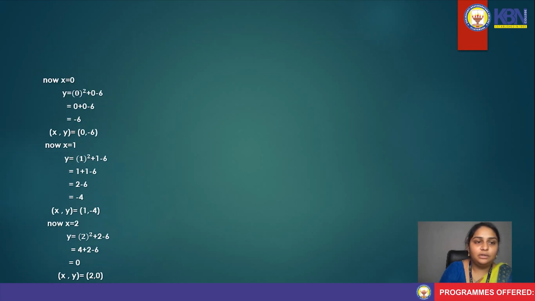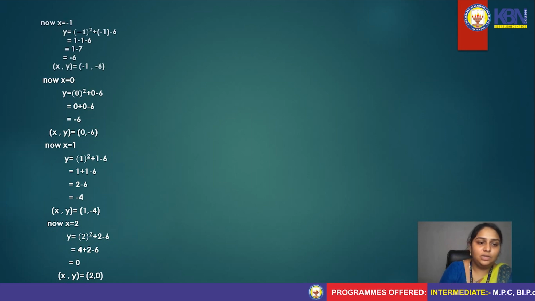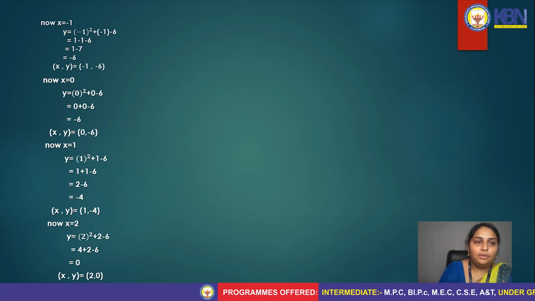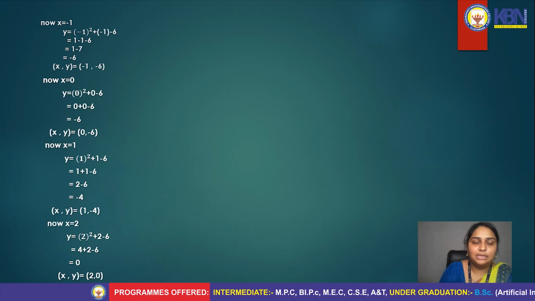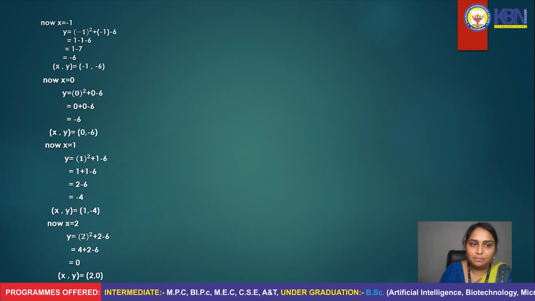Similarly, we do for x is equal to 1 and x is equal to minus 1 and x is equal to 2. The first one is x is equal to minus 1. When x is equal to minus 1, the function result is minus 6, then we get the point x comma y, which is equal to minus 1 comma minus 6.